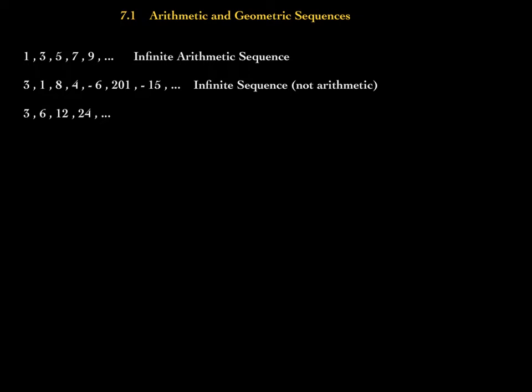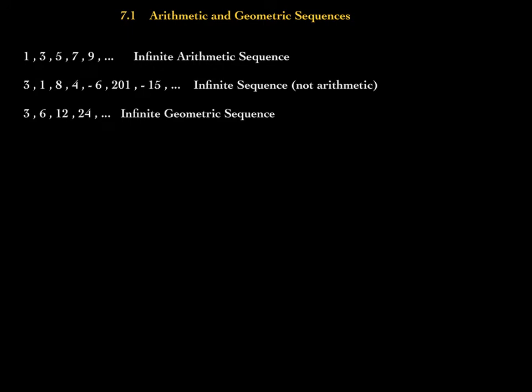By 2, very good. This first term times 2 gives you 6. This term times 2 gives you 12. 12 times 2 gives you 24. 24 times 2 would be 48. 48 times 2 would be 96, and so forth. All of these terms are generated by taking the previous term and multiplying by 2. Because you keep multiplying by the same number over and over again, namely 2, this is called a geometric sequence.